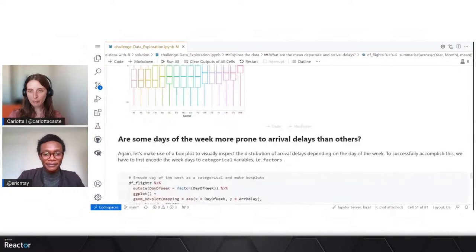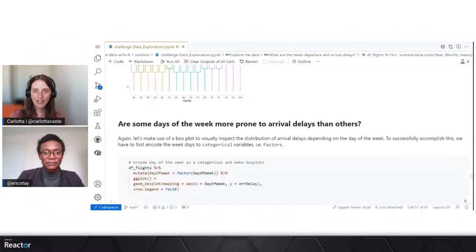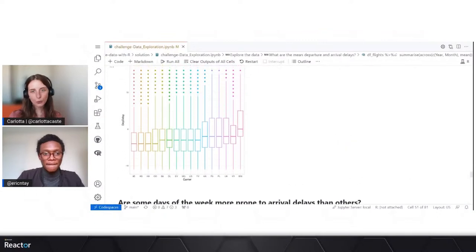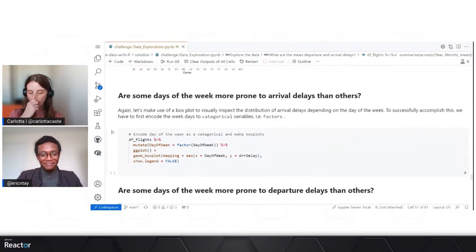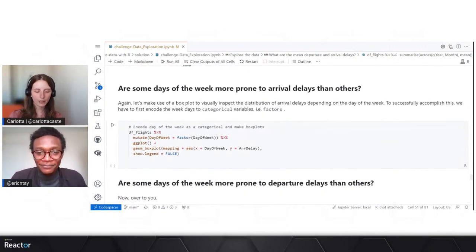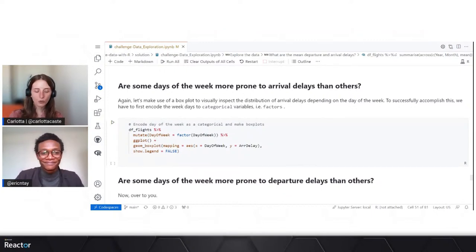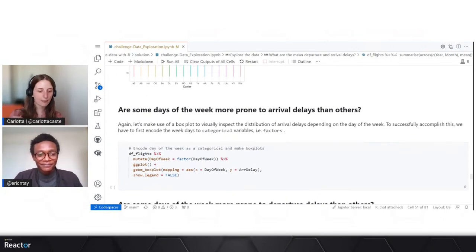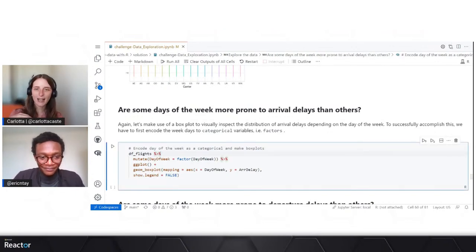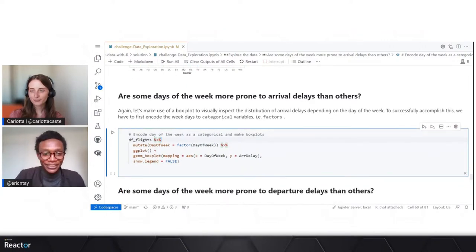So now I would like to go back to our exploratory analysis. The next question we want to answer is to explore the relationship between the days of the week and the arrival delay. We want to answer if some days of the week are more prone to arrival delays than others. Before we were analyzing with which airline companies it would be best to travel. Now we want to understand on which days it would be best to travel, right? That's a really interesting question. I'm also curious to see the result.